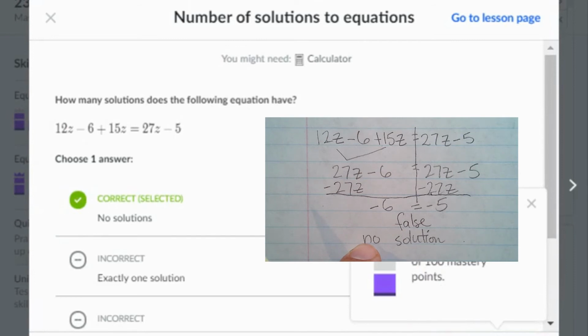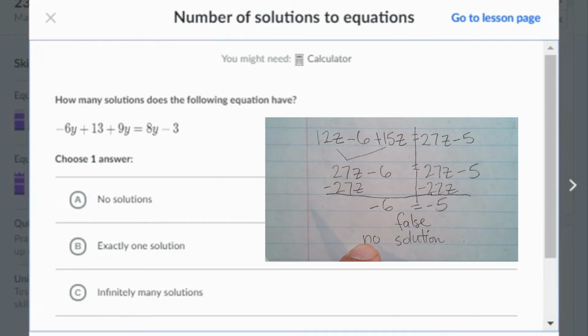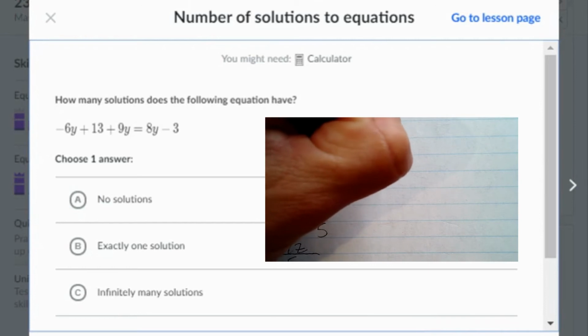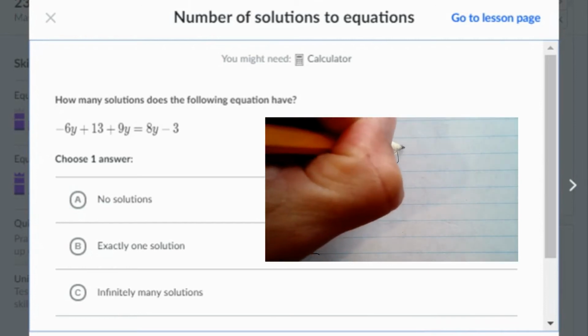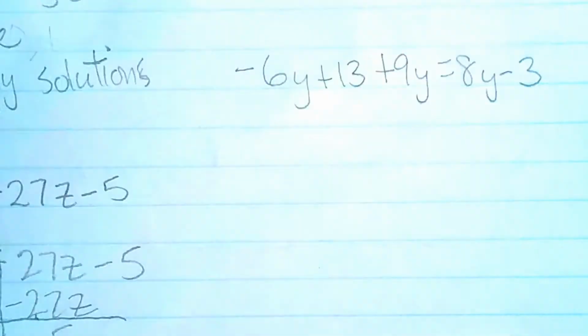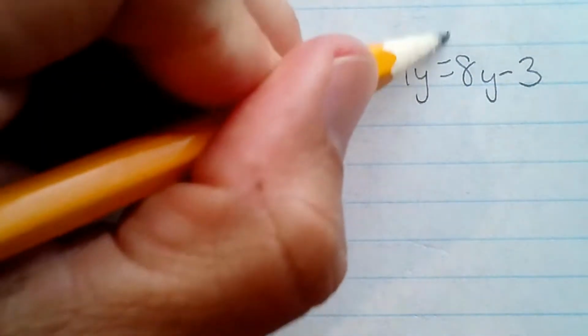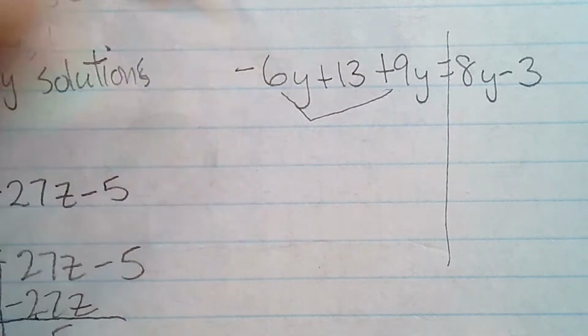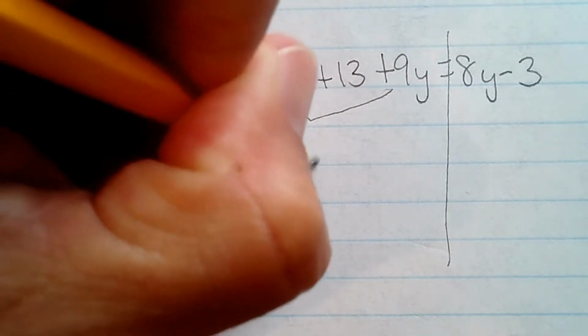All right, might as well do one more. Hit next question, please, and I'll write this one down. This is negative 6y plus 13 plus 9y equals 8y minus 3. I'm going to do a little bit of solving. What is this? That's 3y. 3y plus 13 equals 8y minus 3.